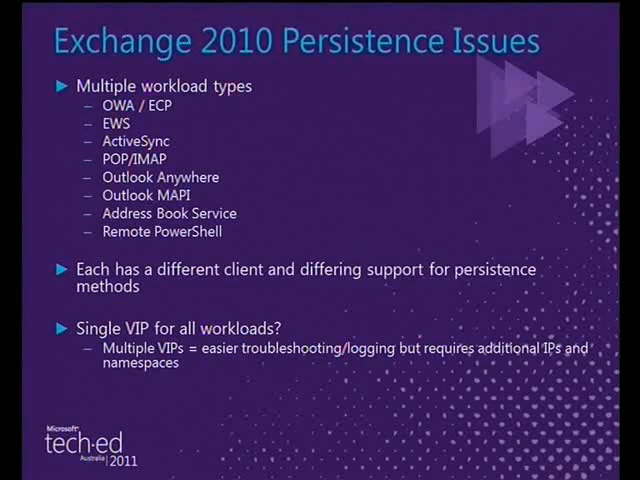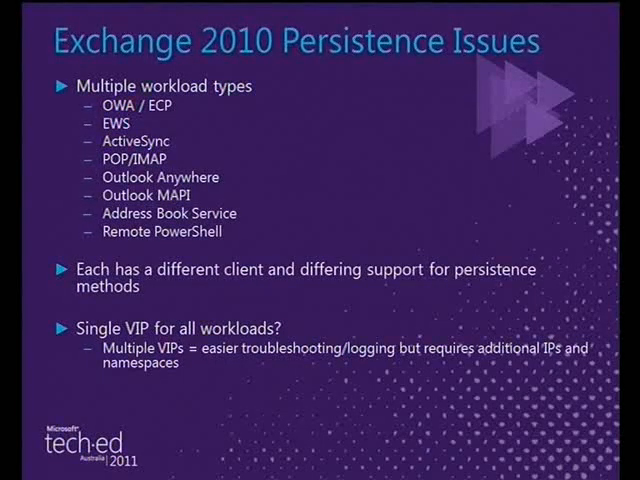There's a catch. When we look at Exchange, we've got lots of workloads, right? We've got Outlook Web App, ECP, we've got ActiveSync, we've got Web Services, POP and IMAP, Outlook Anywhere, Outlook MAPI, Address Book Service, Remote PowerShell, right? All these different mechanisms that people use to connect back to their back-end Exchange server.